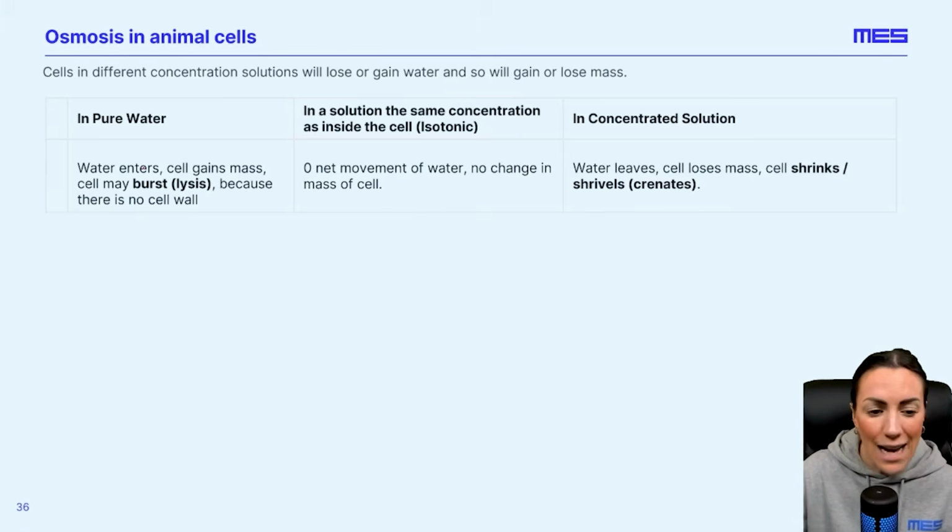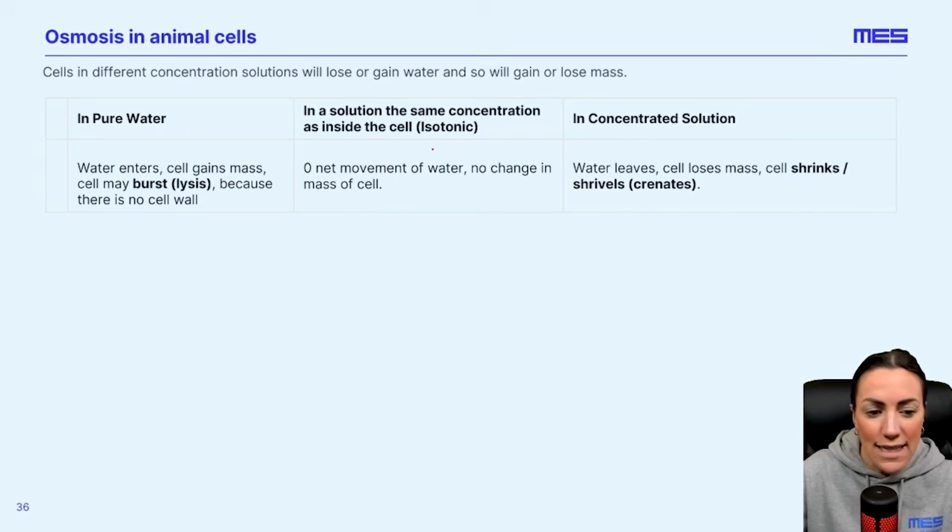So if you place an animal cell, we're going to look at red blood cells as the example, in pure water, which is dilute, water's going to move into the animal cell by osmosis. The cell would gain mass, and because it doesn't have a cell wall to withstand that pressure, the cell may burst, which we call cell lysis.